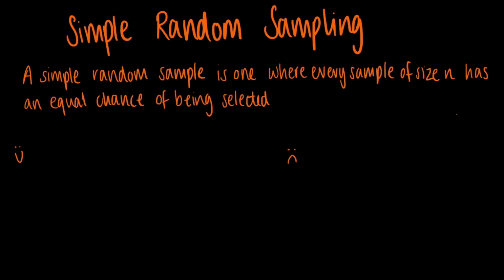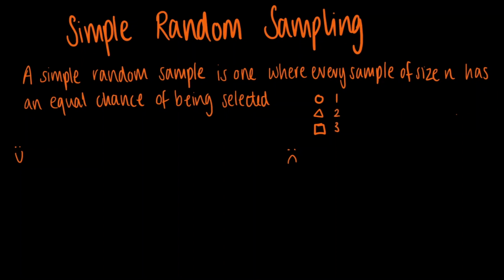In this video, I'm going to be walking through random sampling. There are three types of random sampling: simple random sampling, systematic sampling, and stratified sampling. We're going to walk through simple random sampling first, and a simple random sample is one where every sample of size n has an equal chance of being selected.